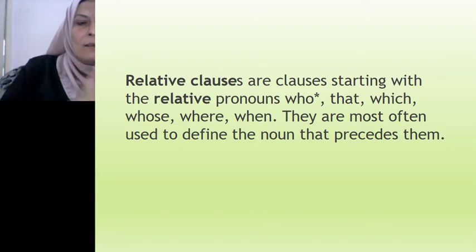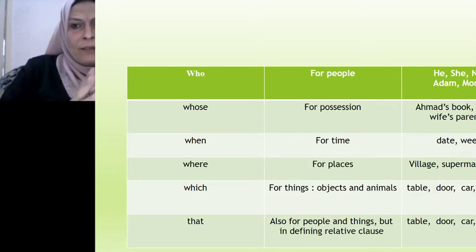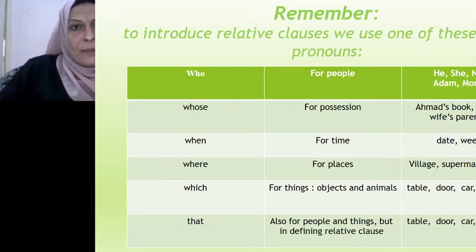Just to refresh our memory, the relative pronouns are: who for people, whose for possession, when for time, where for places, which for objects and animals, that for people and things. But remember that we can use that only in defining relative clauses, which we are going to talk about later on. So remember, to introduce relative clauses, we use one of these relative pronouns.